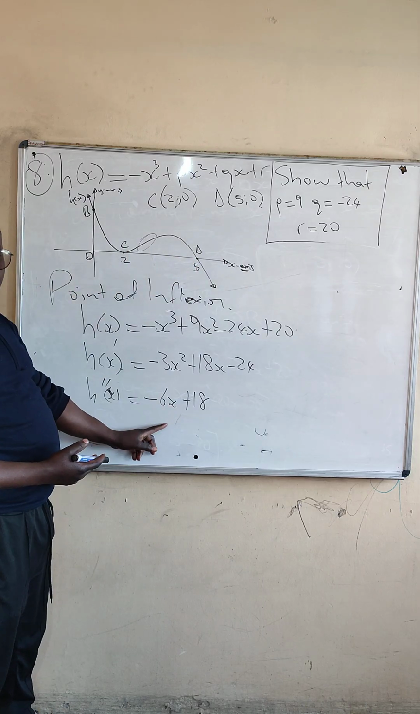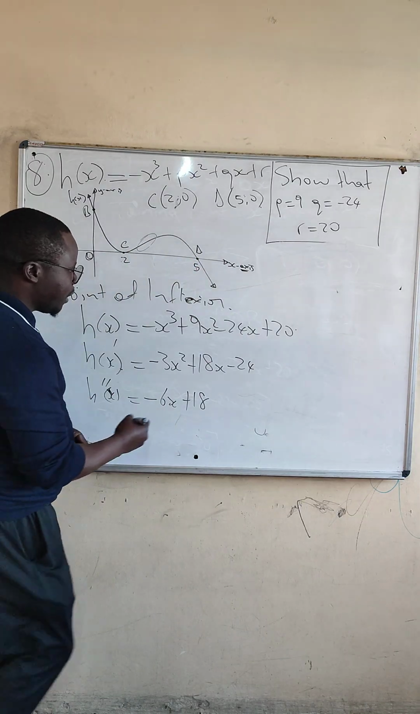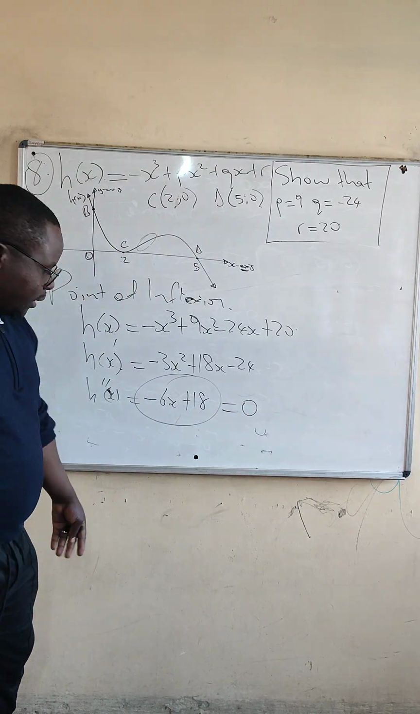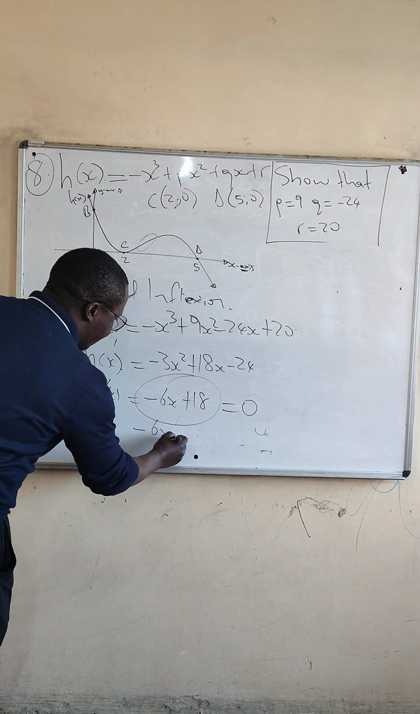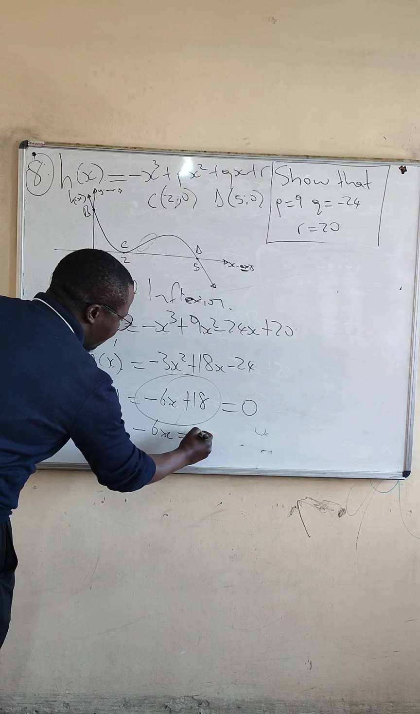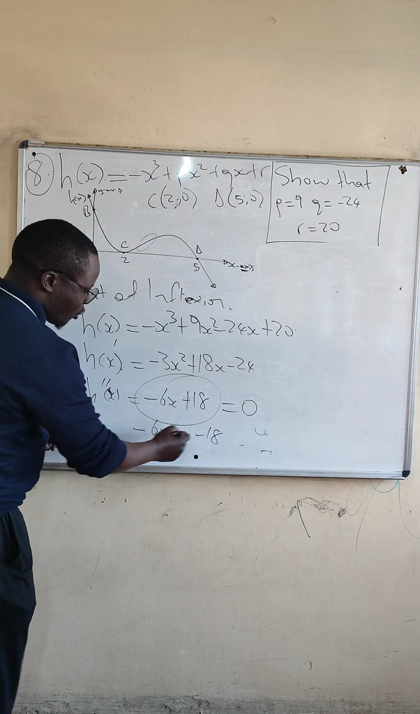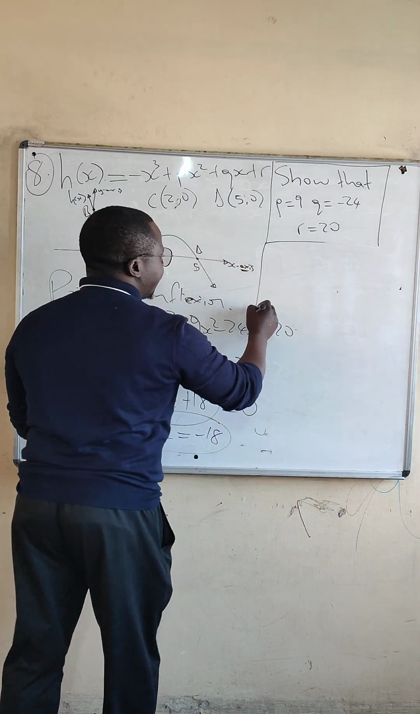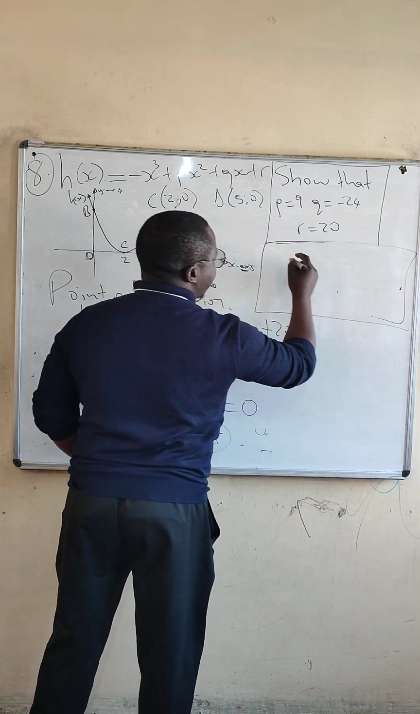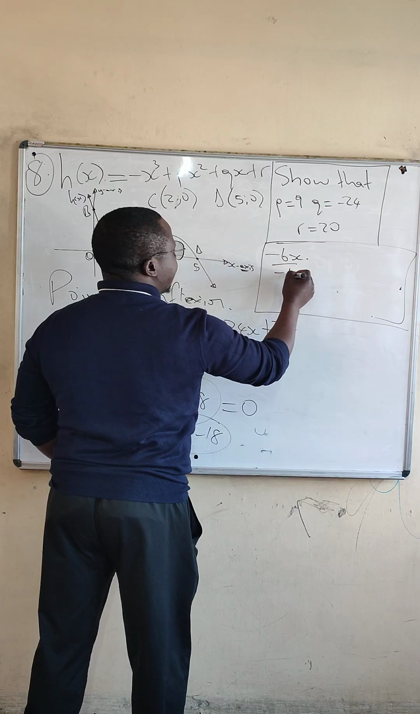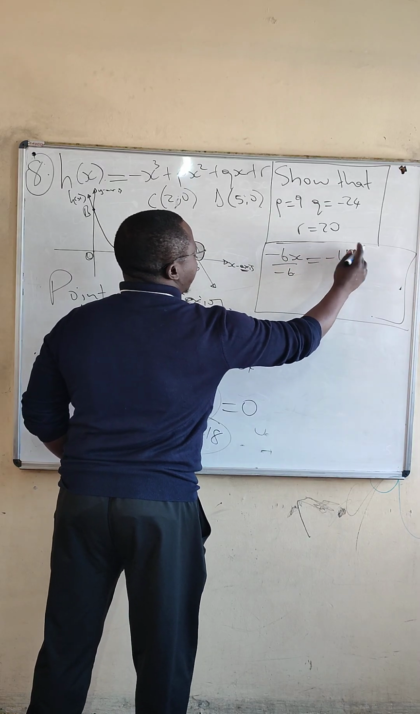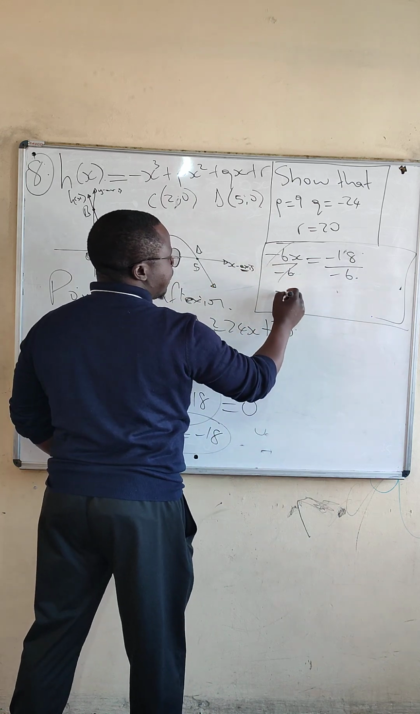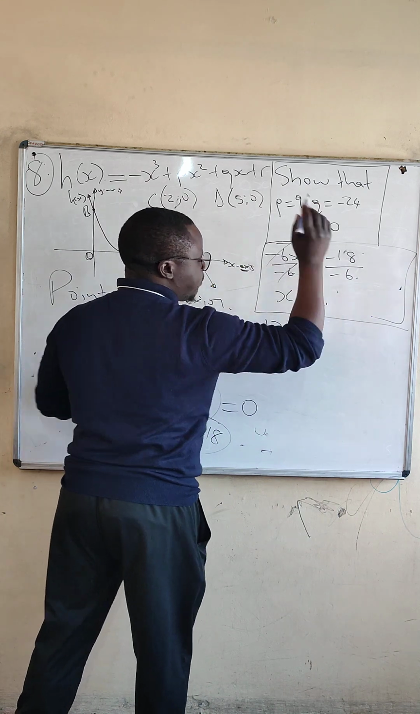So let us solve this one to find the point of inflection. I said this one must be made equal to 0. Let's do that. Negative 6x plus 18 equals 0. If 18 goes over there, it becomes negative 18. So how do we solve this? Divide both sides by negative 6. Negative 6x divided by negative 6 is equal to negative 18 divided by negative 6. If you cancel out here, you'll be left with x is equal to 3.